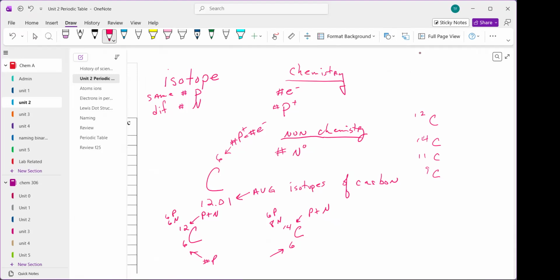12, because it's closest to 12. That's the most common one. But there are others around. If there were not others around, we would have an integer.